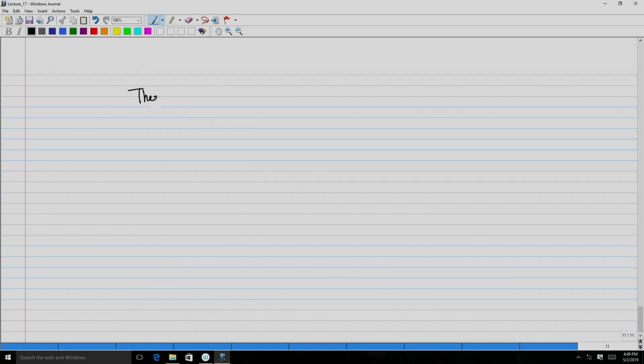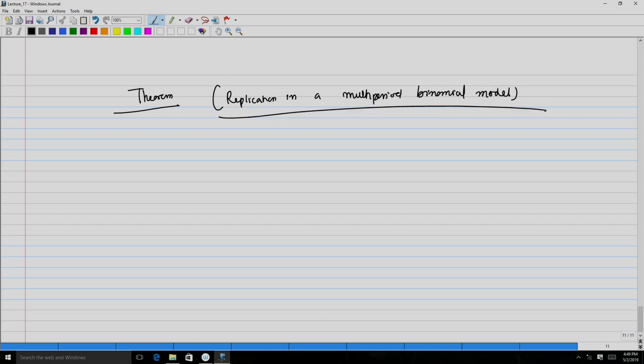So, here goes the theorem. This theorem is about replication in a multi-period binomial model. The way we do the pricing, and we have seen the pricing being done in case of one time period in the last class and for the two time period in the present class, we are basically going to extend this idea in a generalized case where there are n number of periods, where this n, or rather capital N, is going to be greater than 2.